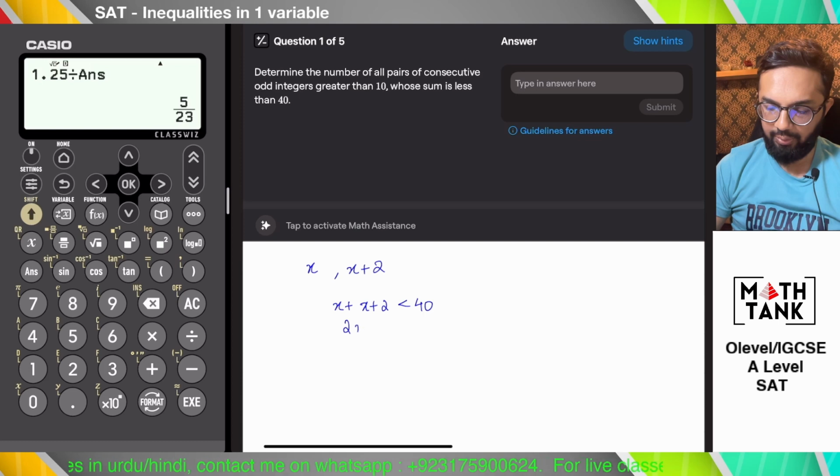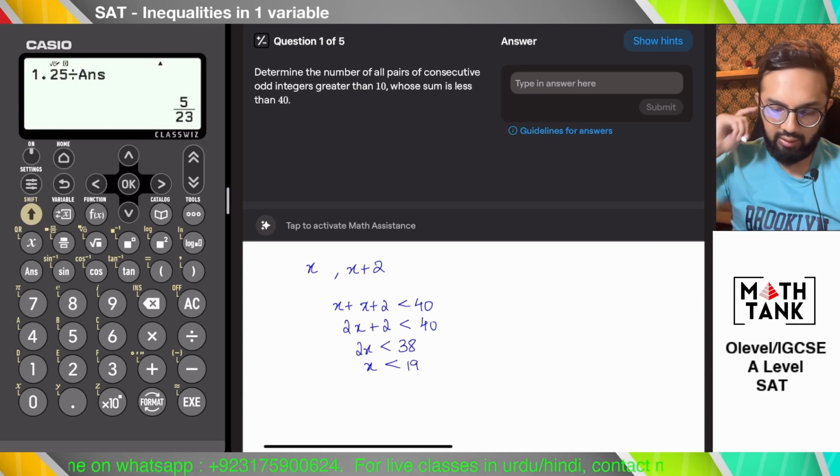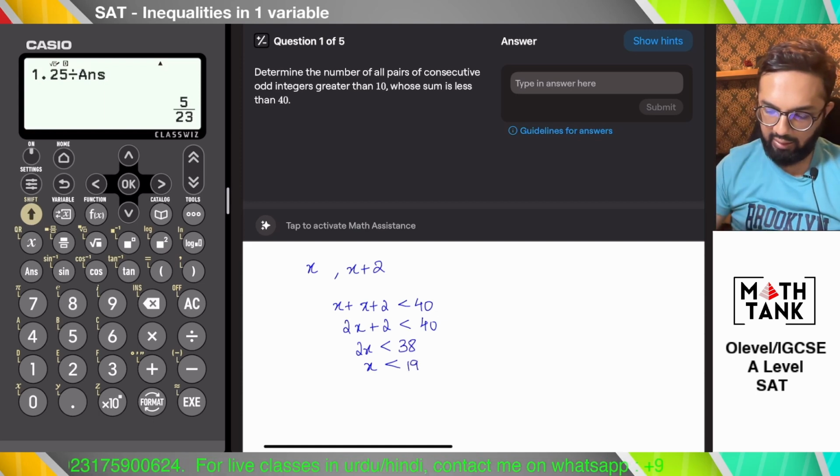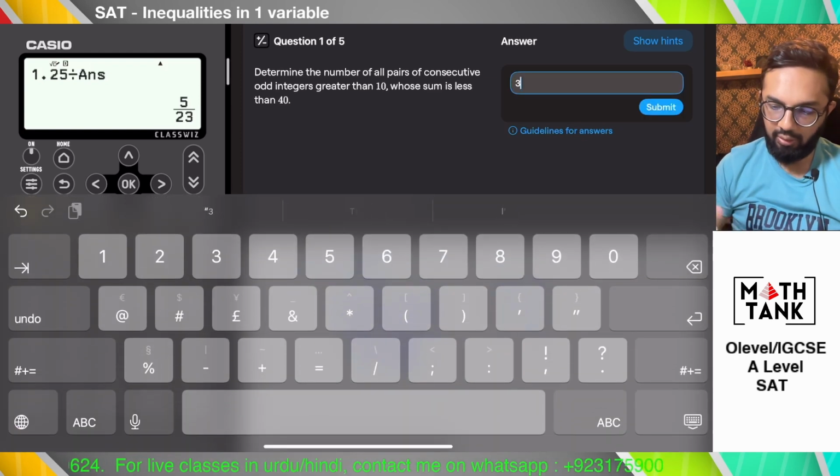Okay, so 2x plus 2 is less than 40. 2x is less than 38. So x is less than 19. Okay, so I can have 15 and 17. I can have 13 and 15, and I can have 11 and 13. So how many pairs am I talking about? I'm talking about 3 pairs.